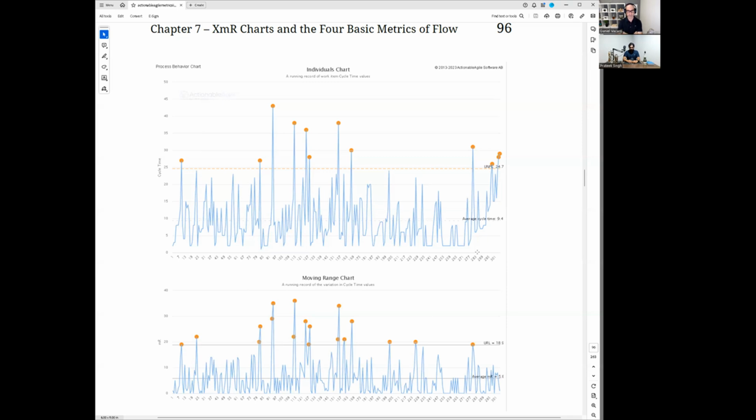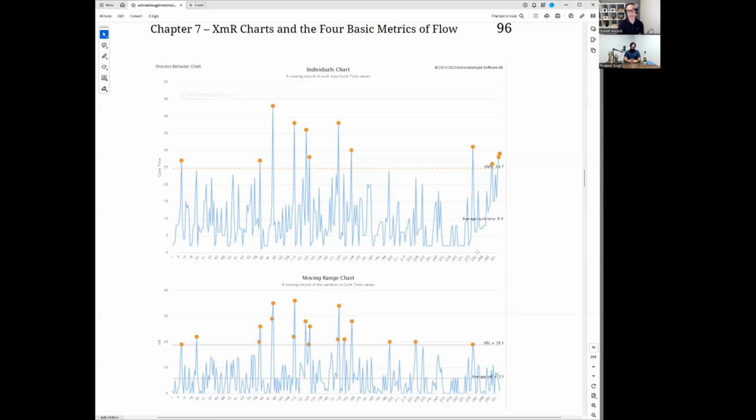If there's an individual point that ends up way above, or even slightly above, that upper natural process limit, that is a signal that something special or something interesting has happened there. We need to go investigate, find out what this is, and deal with it appropriately. It's essentially answering the question of how much variation is too much variation.